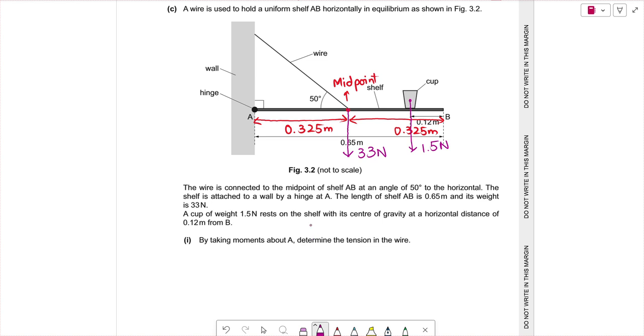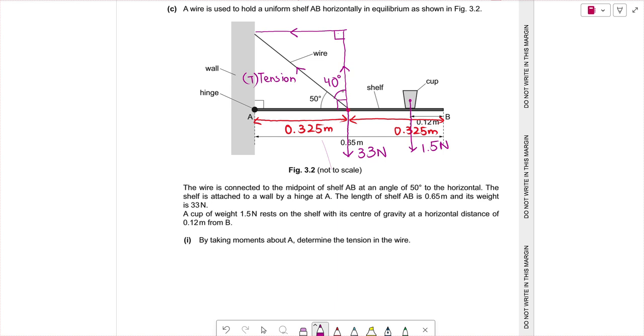By taking moments about point A, determine the tension in the wire. So since the wire is pulling the shelf towards the walls, this is going to be the direction of the tension T in the wire. Now let us draw the components of this wire. So the components of the tension will be, so we have this vertical component and we have this other horizontal component, and it's going to be a right angle triangle. Now this whole angle is 90. So if this angle is 50, so this angle is going to be 90 minus 50, which is 40 degrees.